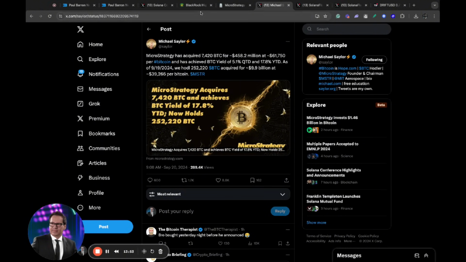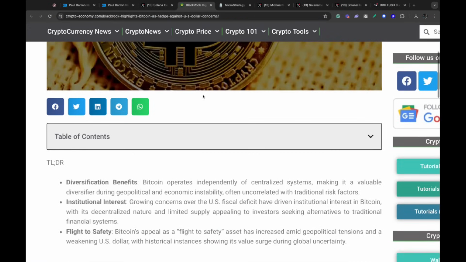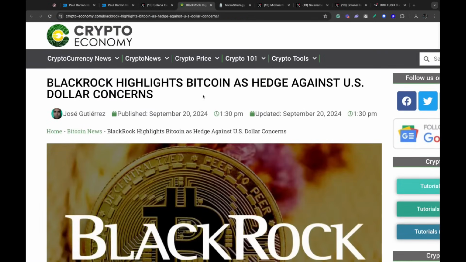And the reason why, well, part of it is this right here, this headline. BlackRock highlights Bitcoin as a hedge against the US dollar concerns. This is BlackRock saying this. This is the biggest money manager in the world saying, let's hedge the US dollar with Bitcoin. I want you to think about that for a second.